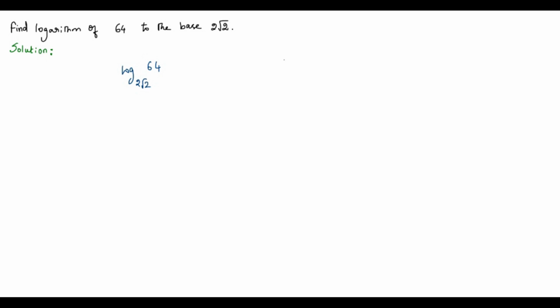Okay, so to get 64 in terms of an exponent of 2 root 2, I'm just going to decompose 64 by 2. It's an even number, 64, I divide it by 2, I get 32, again I divide it by 2, I get 16, again by 2, I get 8, again by 2, I get 4, again by 2, I get 2. So I get 64 is equal to 2 to the power of 6.